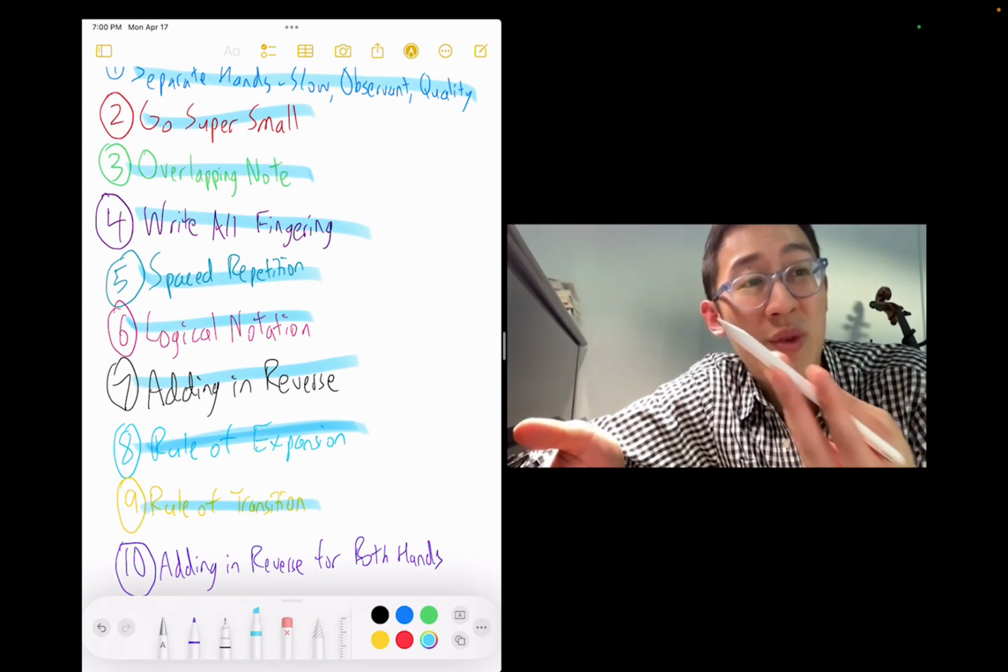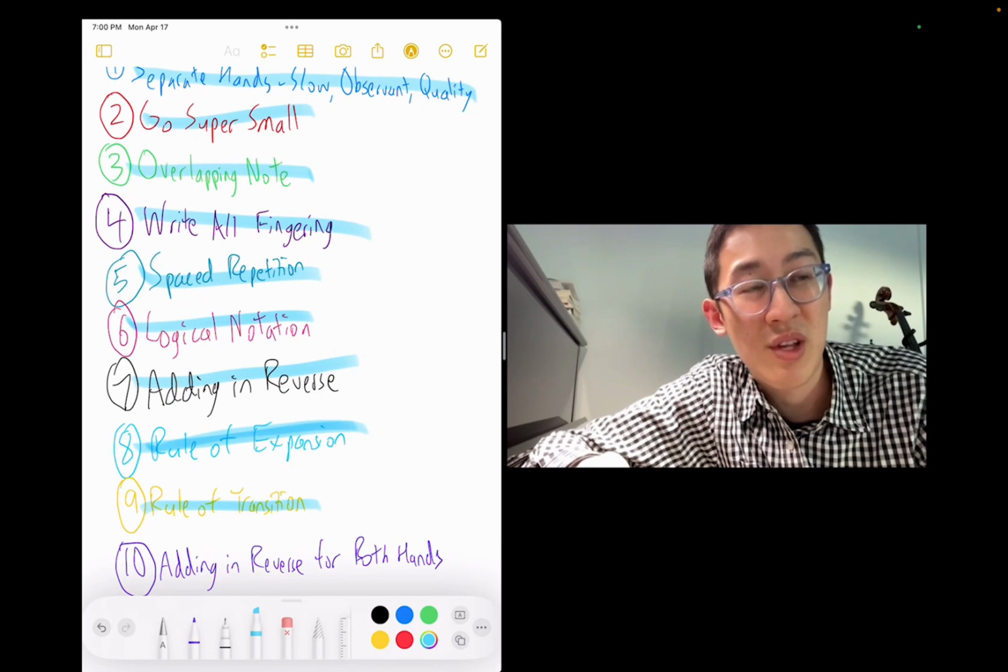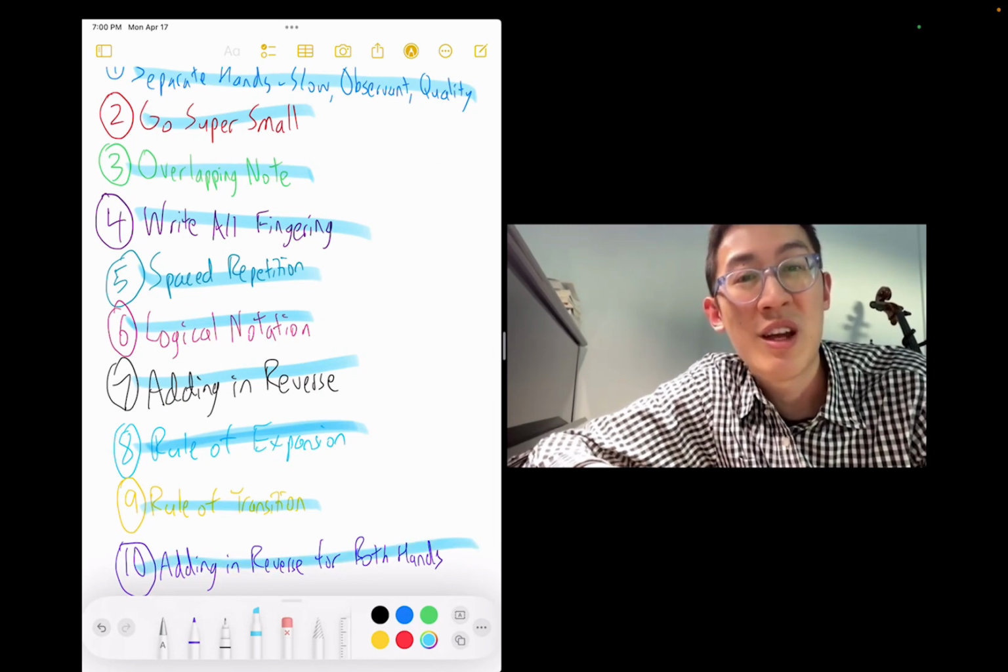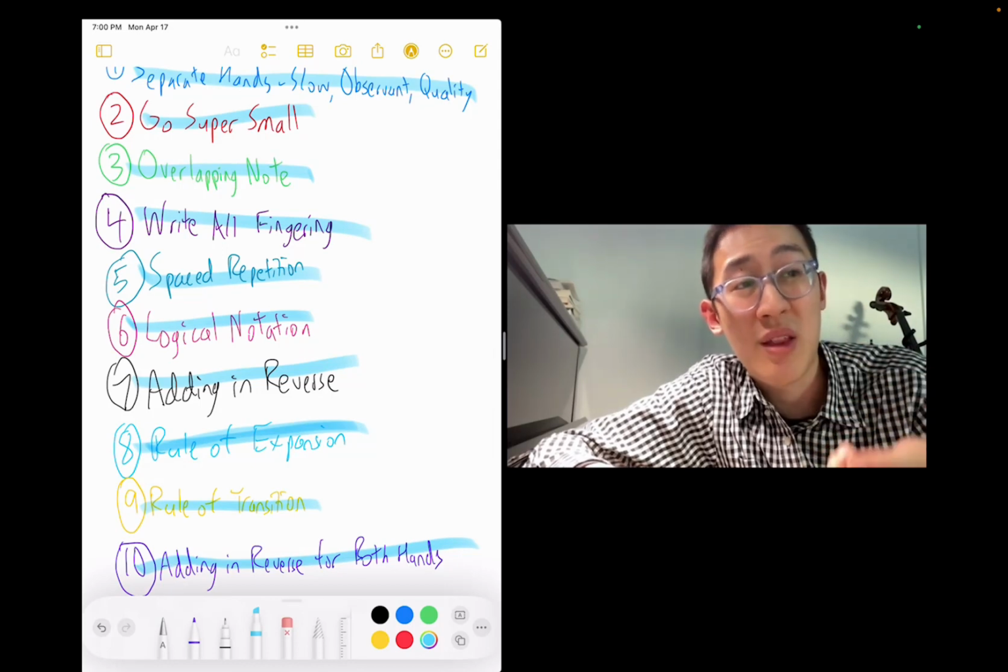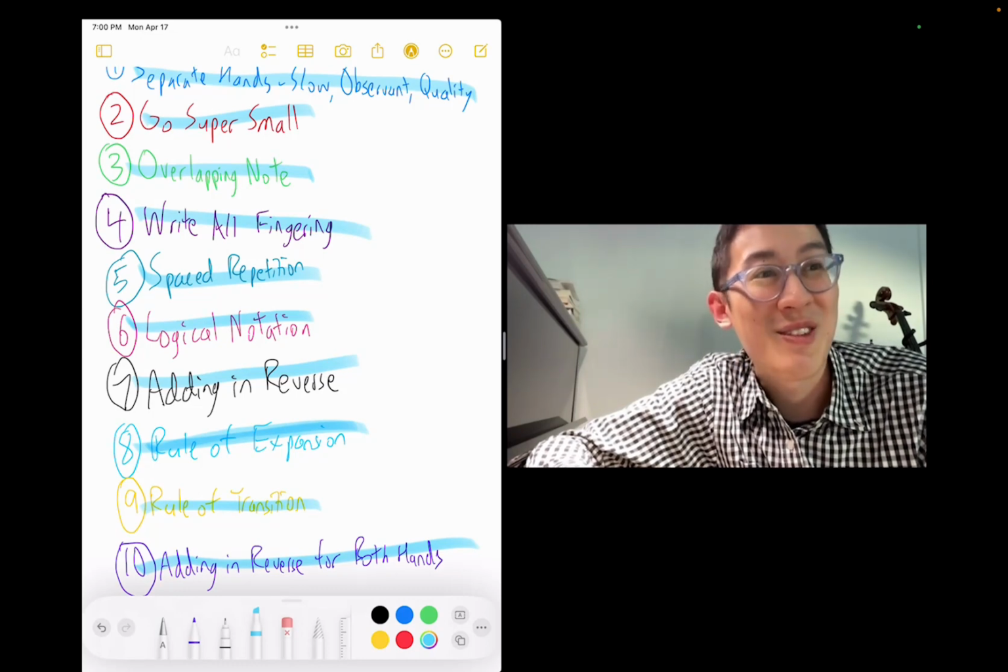Transition, at least a 2-to-1 ratio when you're transitioning from separate hand sets into both hand sets in terms of their size. And finally, I showed you specifically adding in reverse for both hands, which is basically adding in reverse, separate, and then both for each step. So yeah, so that's kind of a mouthful.